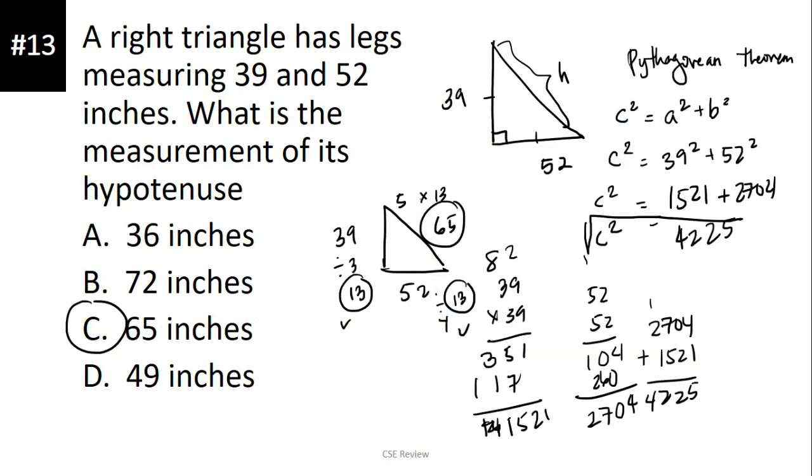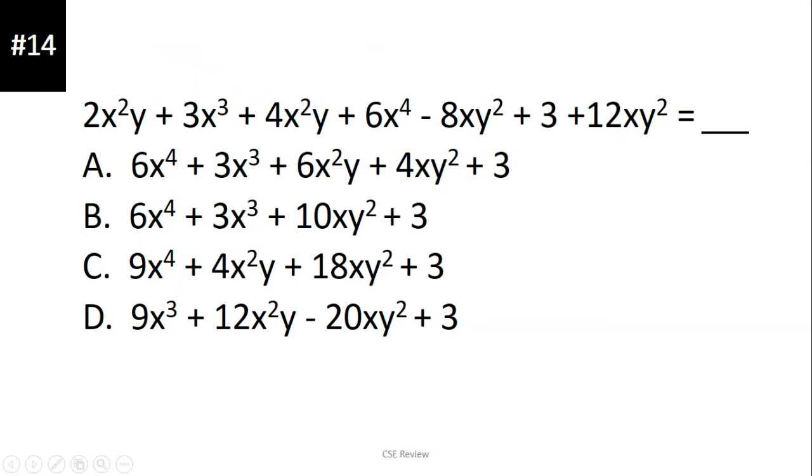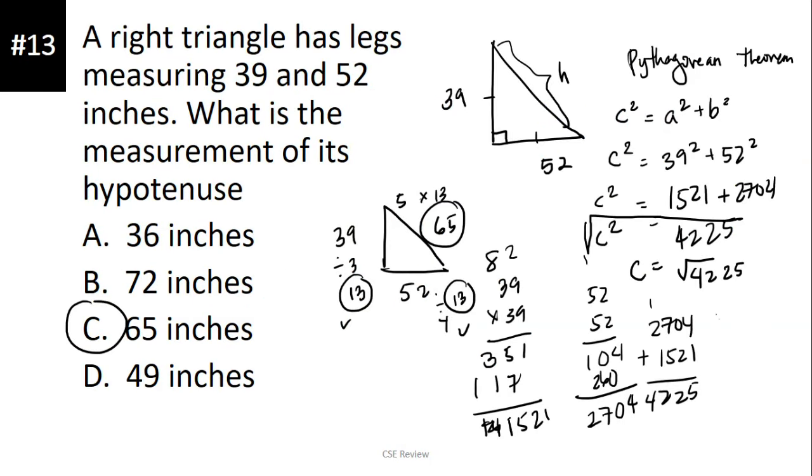Is-square root natin both sides. C is equal to the square root of 4225. And that is also going to give us 65. So the answer really is letter C, 65. Okay?